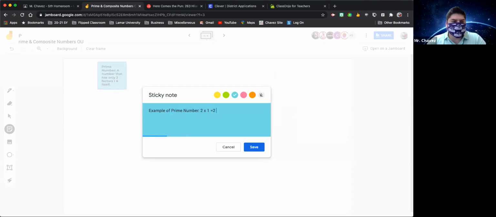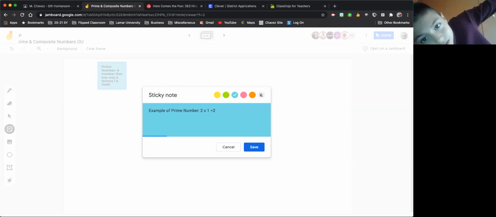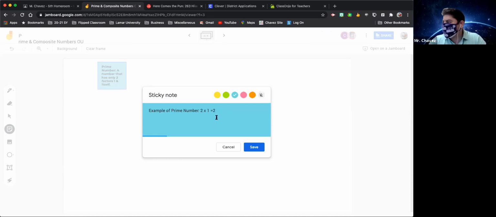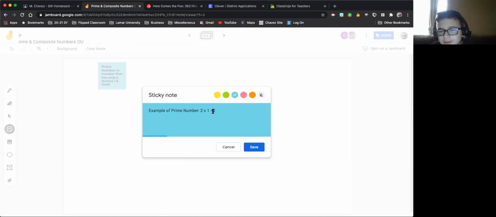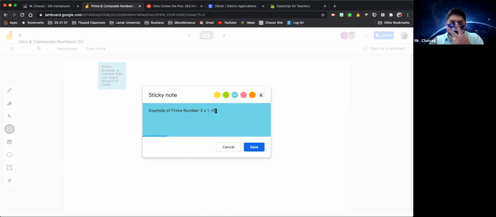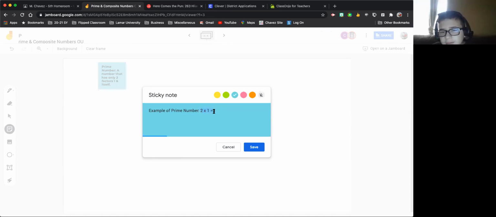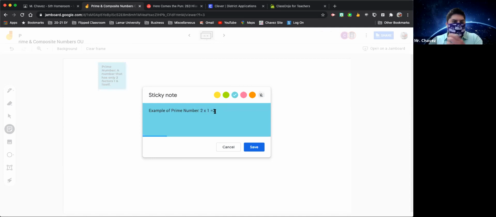Is there another way I can get 2 times another number to equal 2? No, there's no other way. 2 times 2 gives me 4, and I want to get 2. Yes, 2 times 1, or I could say 1 times 2. But there are no other different numbers I can use to get 2.